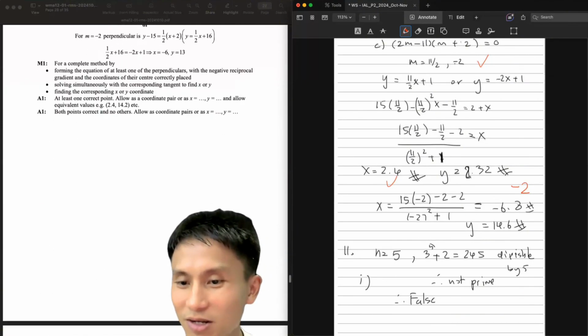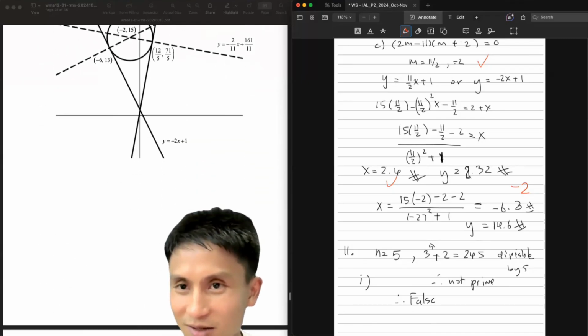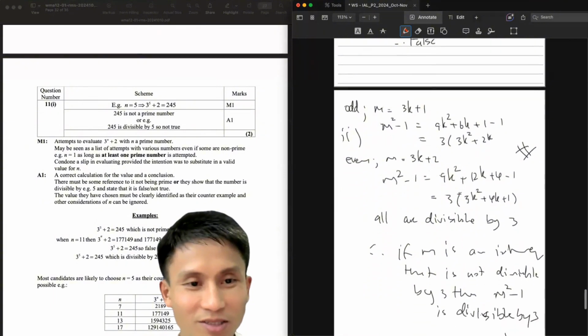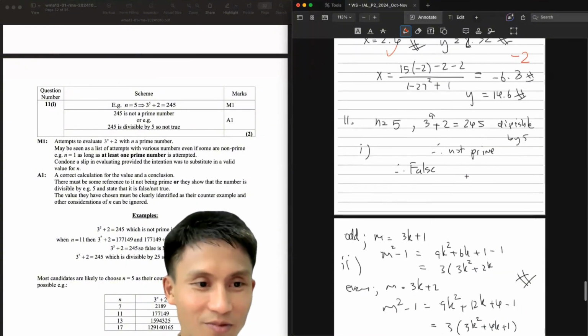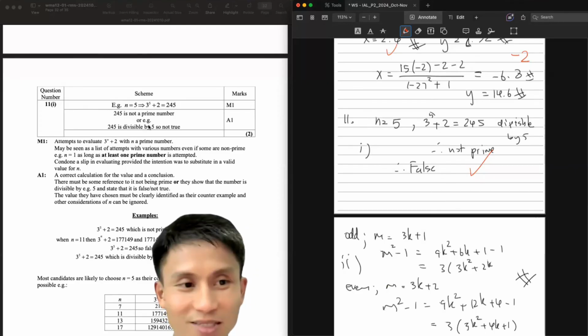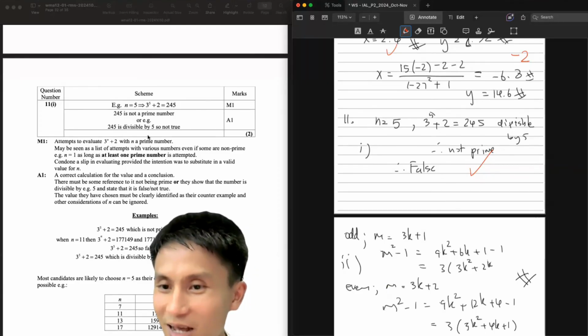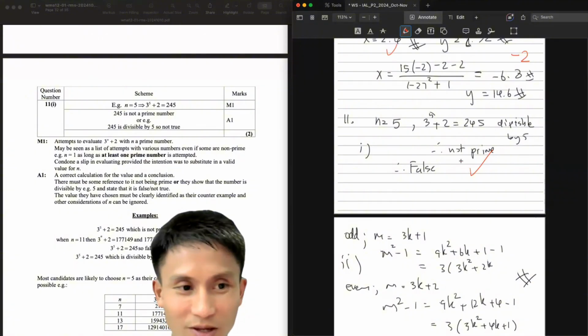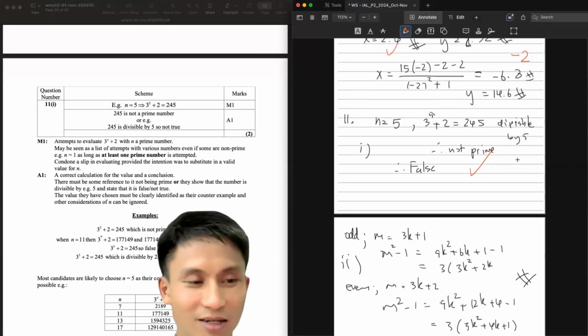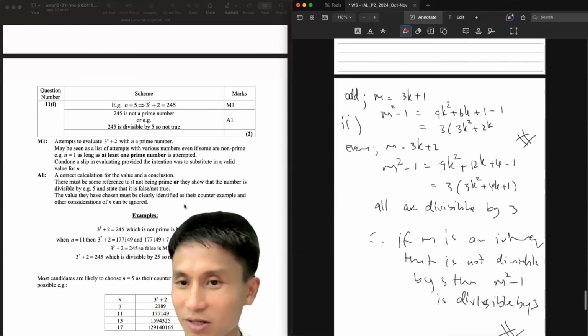Well, I hope I nailed 11. Hang on. Yeah, this is too much. Okay. Yeah, I got the same number as theirs. So yeah, false, not prime. Wait, do I need to say that? Yeah, I probably do, but okay. Correct calculation for the value, there must be some reference to not being prime. Yeah, not prime. Or they show that the number is divisible. The value they have chosen must be clearly. Yeah, I think I got it right. Yeah, I didn't lose any mark.